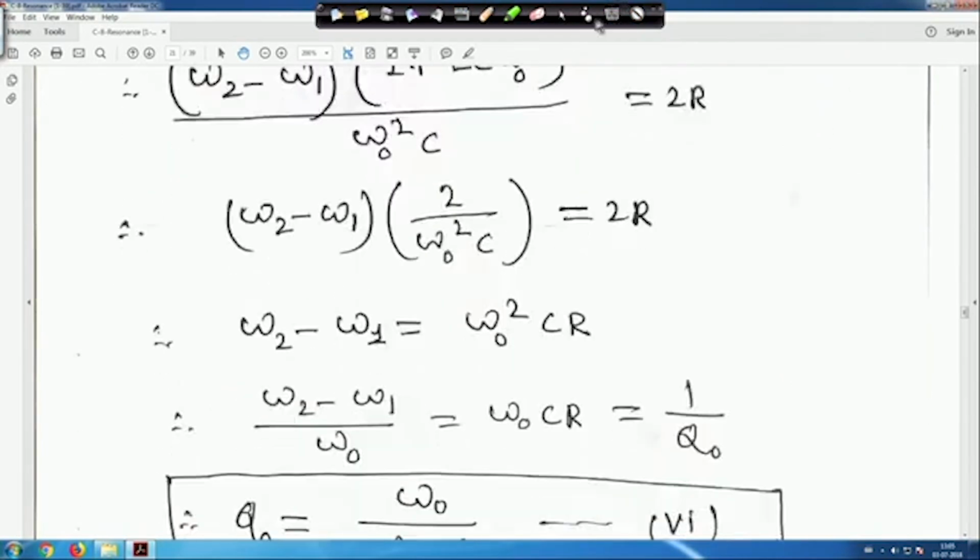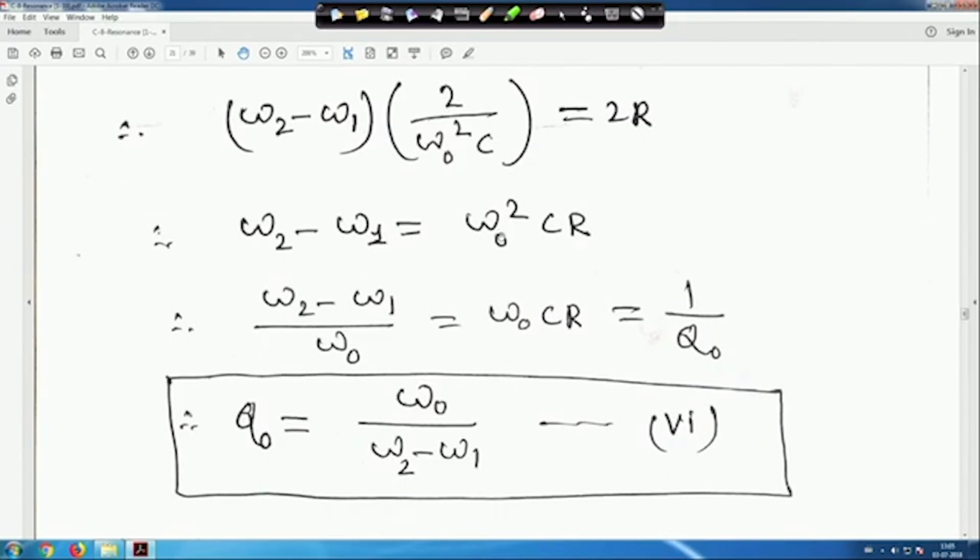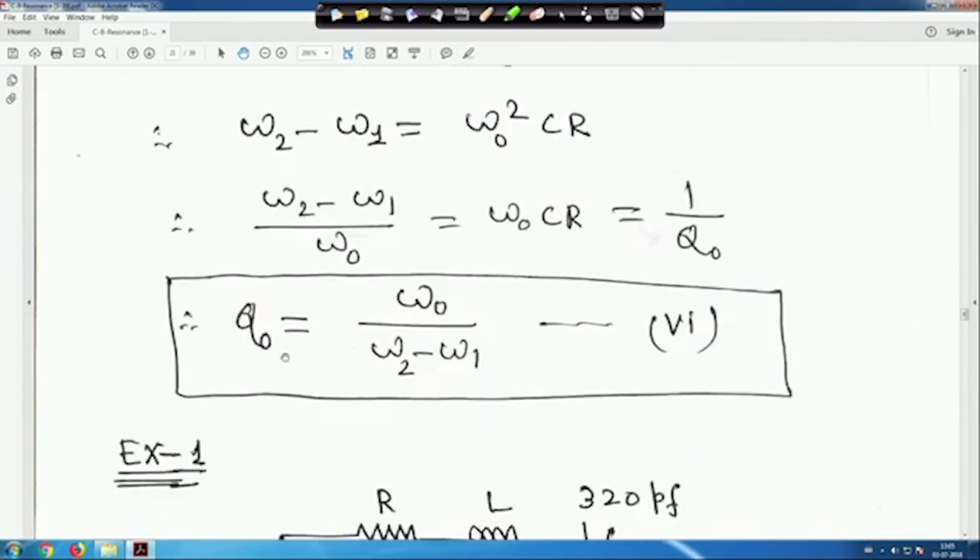If you put that, omega 2 minus omega 1 times 2 is equal to 2R, both sides cancel, it will be omega 0 square CR. Divide by omega 0, so omega 2 minus omega 1 upon omega 0 is equal to omega 0 CR. This we have seen is equal to 1 upon Q0, since Q0 is 1 upon omega 0 CR. So another expression is Q0 is equal to omega 0 divided by omega 2 minus omega 1, that is omega 0 by BW, the bandwidth. This is equation 6.